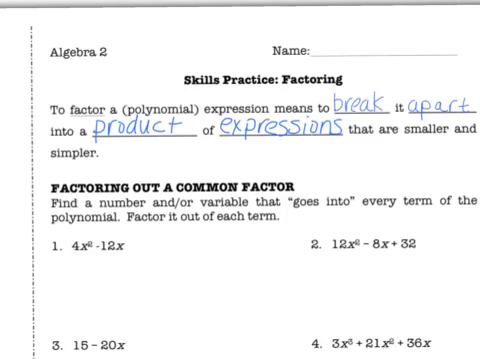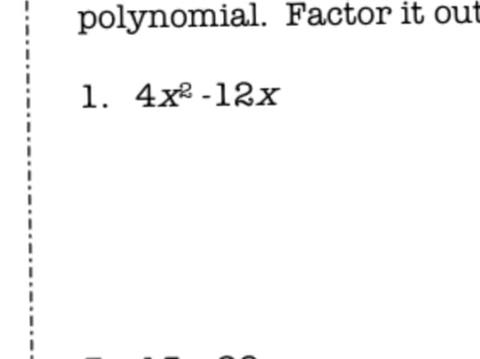One important strategy that we use when we're factoring is to factor out what we call a common factor. A common factor is a number and/or variable, so a number, a variable, or both, that goes into or divides evenly into every term of the polynomial. So you can divide out by that common factor, factor it out, and rewrite it in front. I'll show you what that looks like.